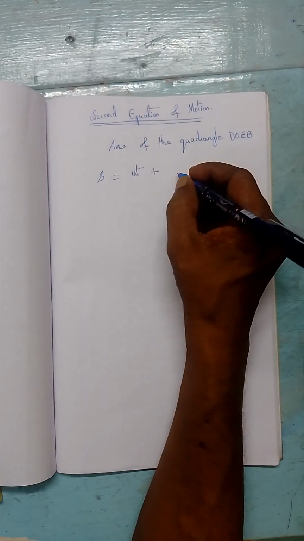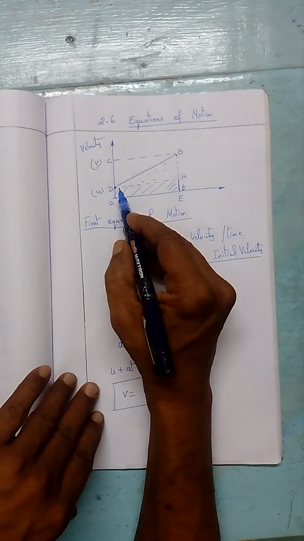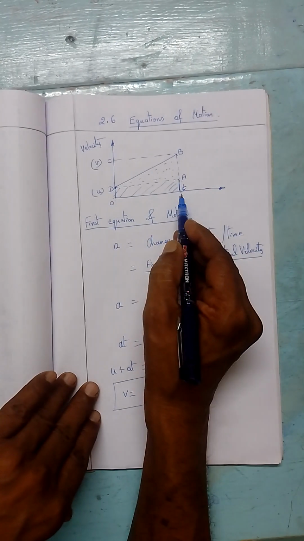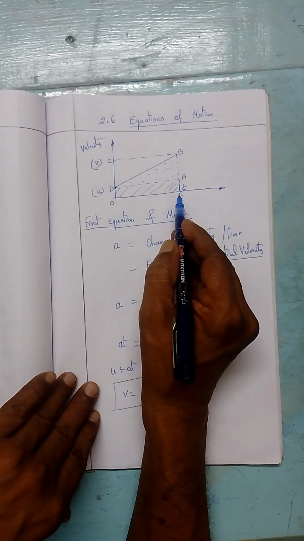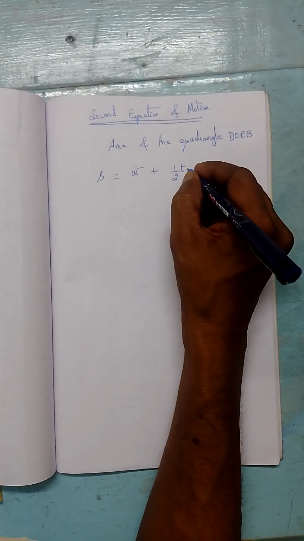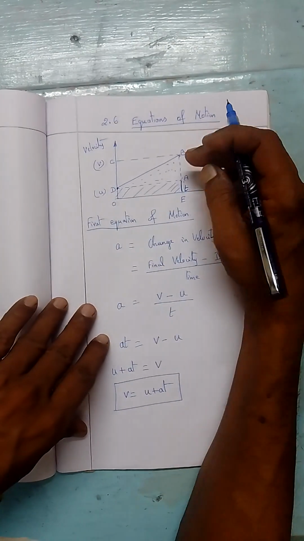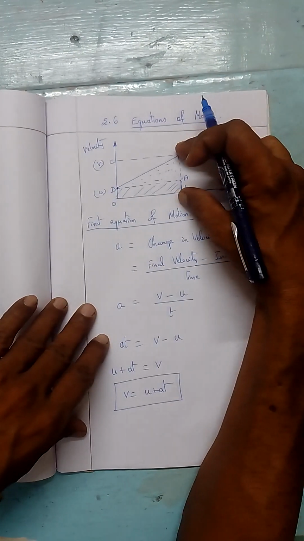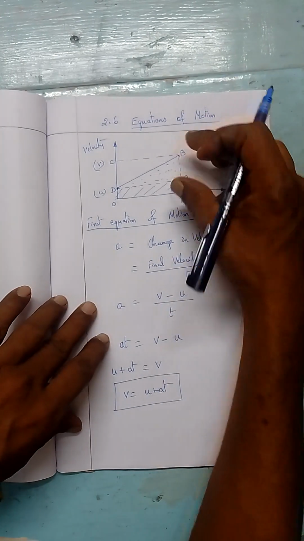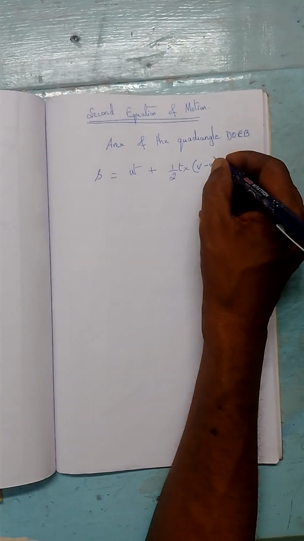For the area of the triangle we have the formula half into base into height. What is the base? Base means D to A. D to A is nothing but O to E, which is the time taken, t. What is the height? Height is AB. If you want AB, this full length is v minus this distance u. So v minus u will give you the distance AB.